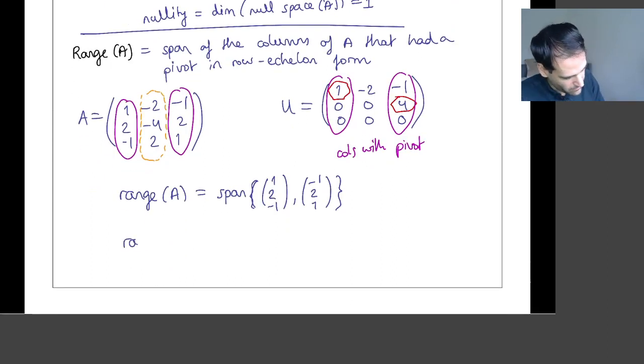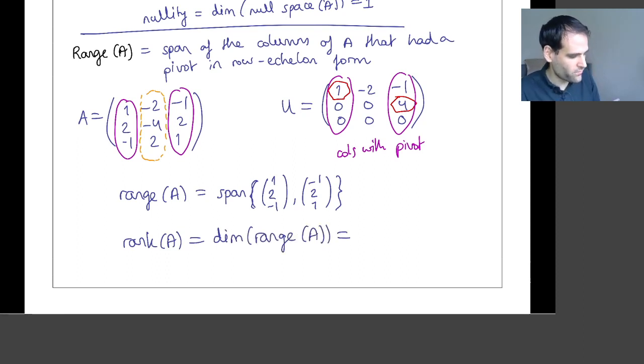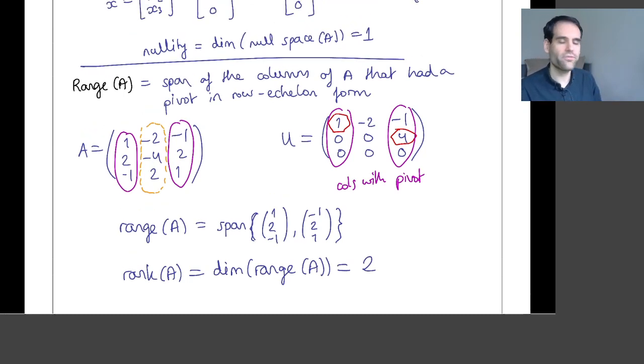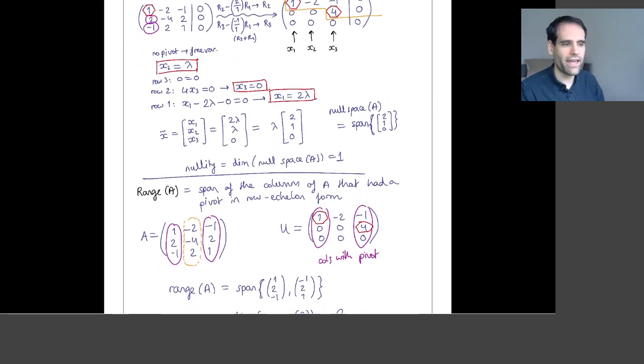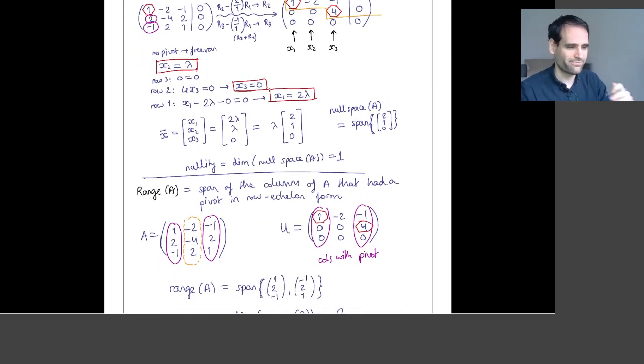What is the rank of A? The rank of A is equal to the dimension of the range of A. Since we have the span of two vectors that are linearly independent, this is equal to 2. And indeed, 2 plus 1, rank plus nullity, equals 3, which is the size of the input vectors x. Okay, so the rank-nullity theorem is fulfilled. Also, the rank is equal to the number of columns that have a pivot. Okay, so that's it. That's the very fast and easy way to calculate the null space and the range of any matrix using Gaussian elimination. Thank you very much.